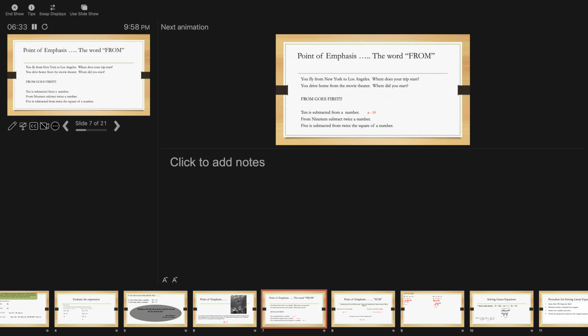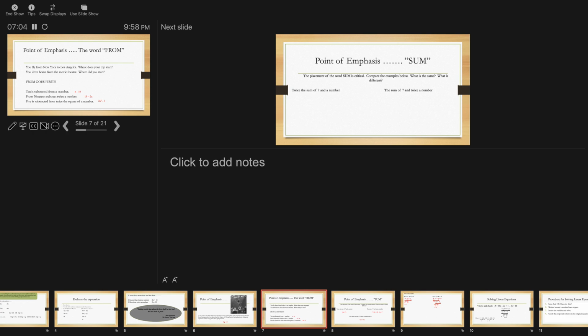Remember, from goes first. So, what do we get for 10 is subtracted from a number? We get n minus 10. From 19, subtract twice the number: 19 minus 2n. Notice, here from a number goes first. Here from 19 goes first. 5 is subtracted from twice the square of a number. So twice the square of a number had better go first. And then there is your minus 5 all the way through.